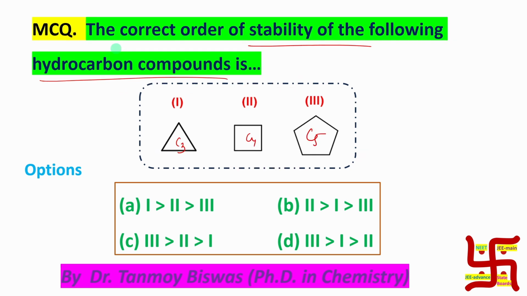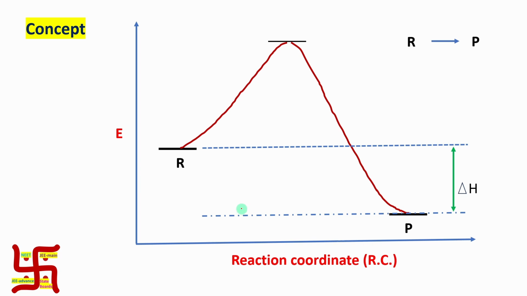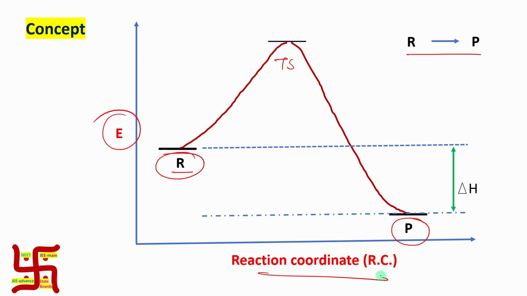So what is the basic concept regarding such kind of reaction? If you look at it, there's a chemical reaction going from reactant to product. This is your reactant energy, this is your product energy level, and obviously I am considering this a one-step reaction. That's why this is my transition state. Now, the reactant's energy is slightly higher compared to the product. This is energy, this is reaction coordinate.